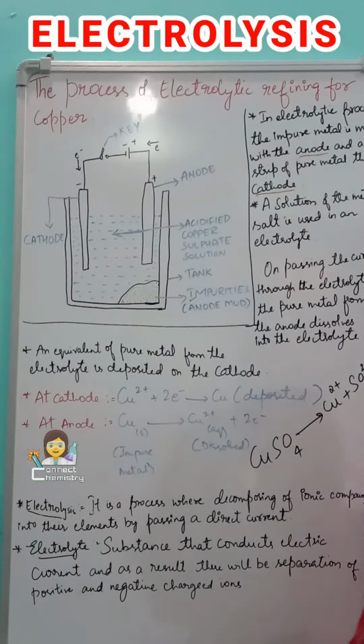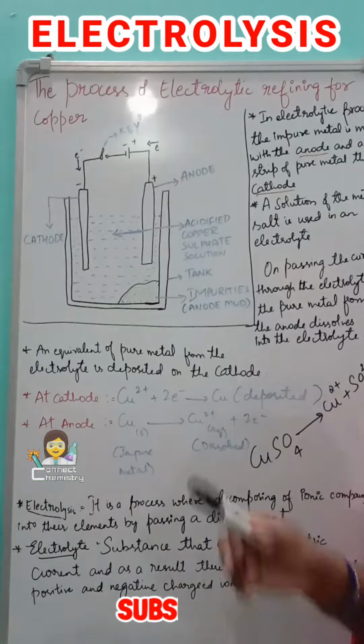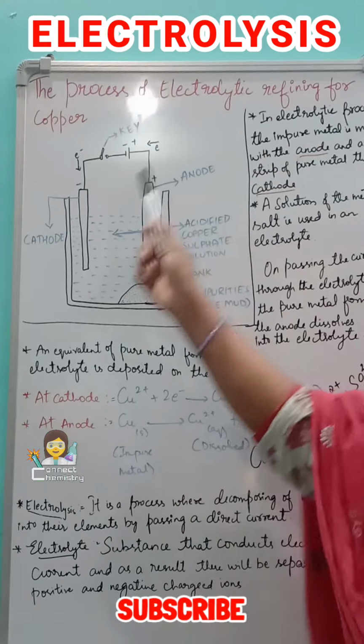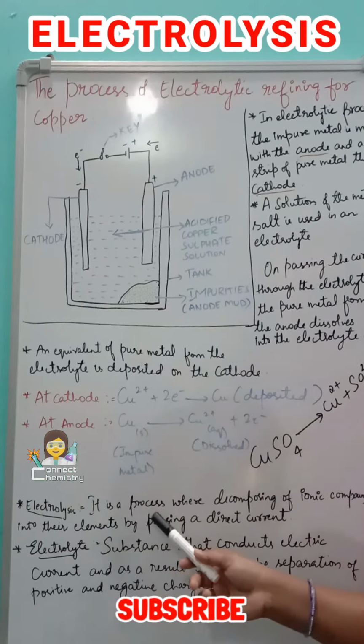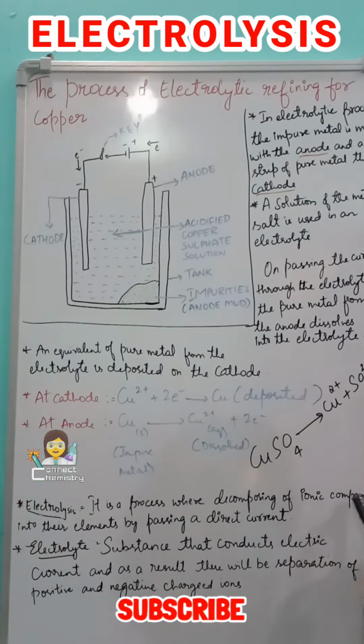Hello students, in this session we will be talking about the process of electrolytic refining for copper. First, to know about this topic we have to know about electrolysis. So moving on to electrolysis, it is a process where ionic compounds are decomposed into their elements by passing a direct current.